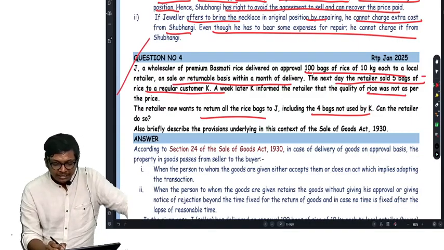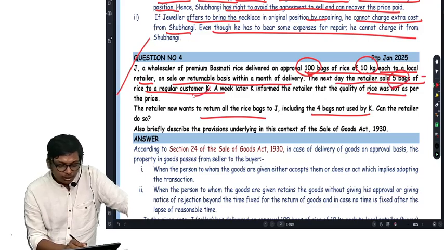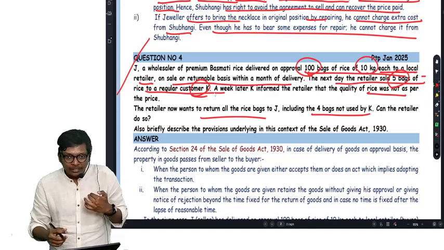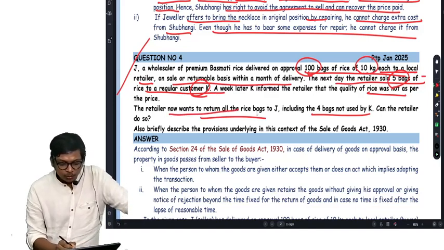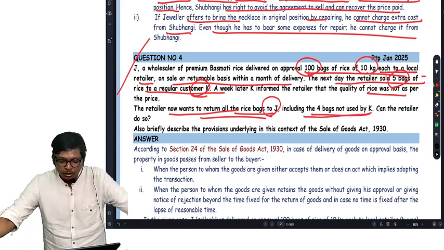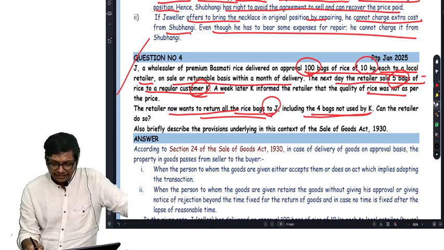So here he gave 100 bags of rice of 10 kgs each to a local retailer on return basis. The retailer already sold how many bags? 5 bags to a customer. That means how many bags is acceptance over? 5 bags. Doing anything equivalent to acceptance, 5 bags over. The retailer now wants to return all the bags to J, including 4 bags not used by K. Can he do so? Can he return, guys?